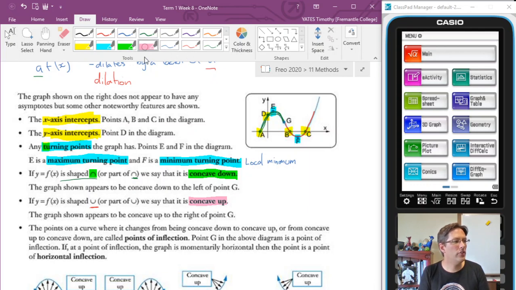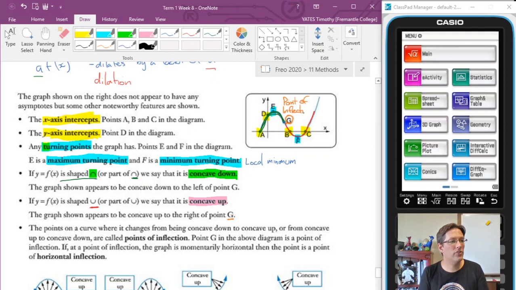And then it refers to this point G. And it says that it appears to be concave up to the right of point G, and it's concave down to the left of point G. Does point G have a special name? Yes, point G does have a special name. The special name that we use for point G is the point of inflection.